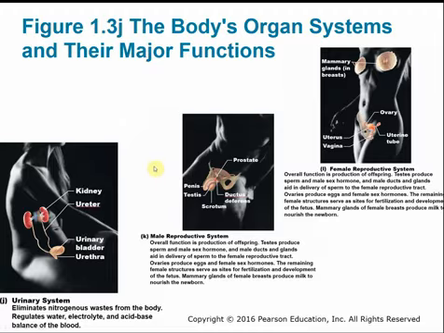The male reproductive system is composed of the penis, the testes, the prostate, and some other accessory ducts and glands. The overall function is, of course, production of offspring. Another function is male sex hormone production. So testosterone production is also a function of the male reproductive system.